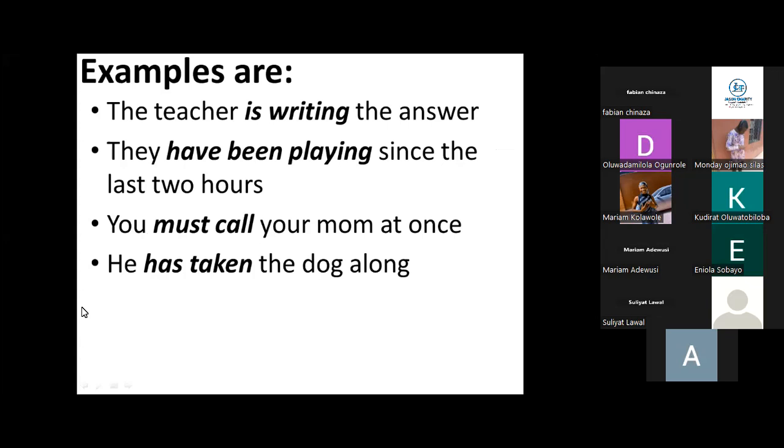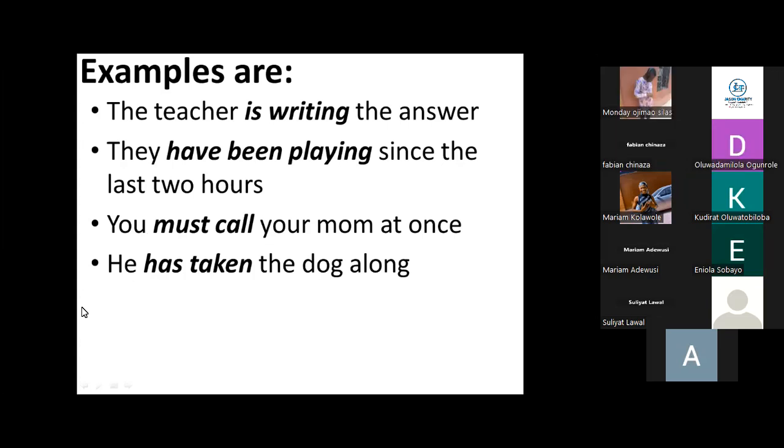Now, I was saying that they have been playing since the last 2 hours. Now, so we have 3 verbs there. We have 2 auxiliary verbs and a main verb in the continuous form, or what we call the progressive form. So for these, bringing these 3 together, we have what we call a verb phrase.